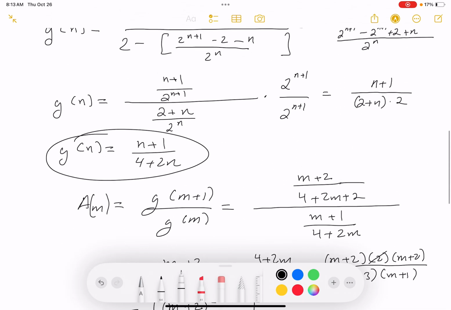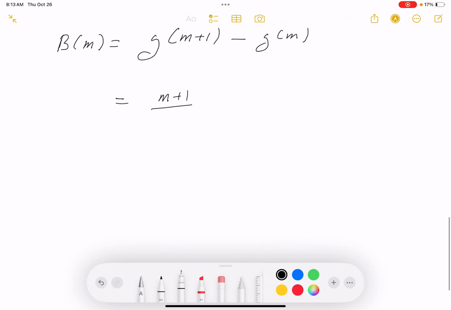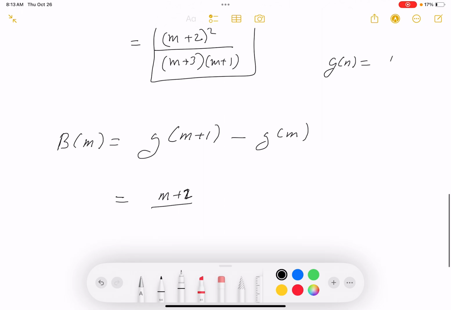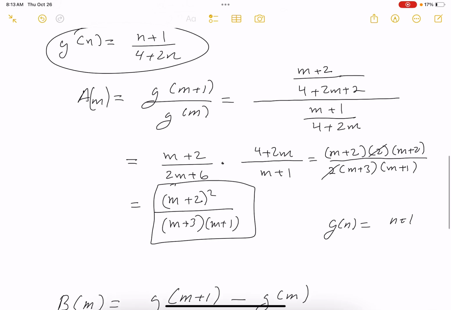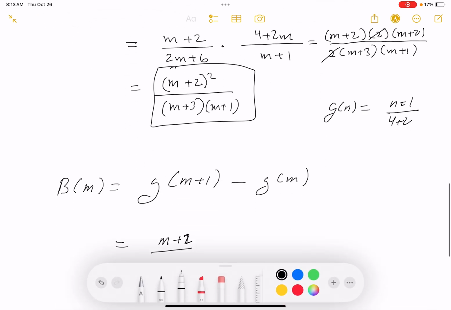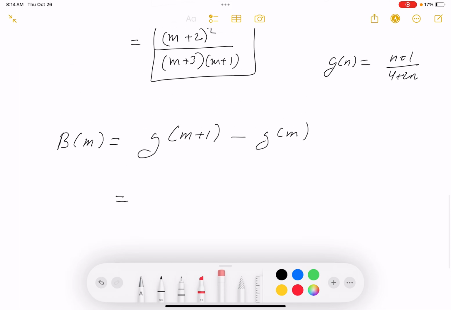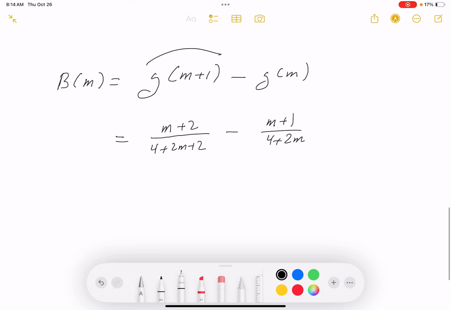Let's keep going. I'm sorry, m plus 2. Sorry about that. Maybe I should write that down, what g of n is. N plus 1. I'm just recopying the problem, by the way, over 4 plus 2n. All right, let me get my eraser out again. And let's write this down. So you're going to get m plus 2 on top. I'm just evaluating this thing first. What do you get on bottom? 4. And then it's going to be 2 times that, which is 2m plus 2, minus g of m, which is m plus 1 over 4 plus 2m.